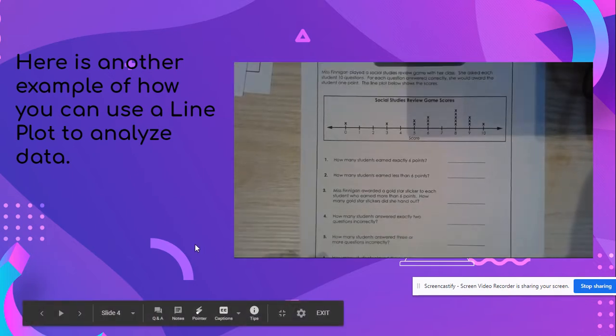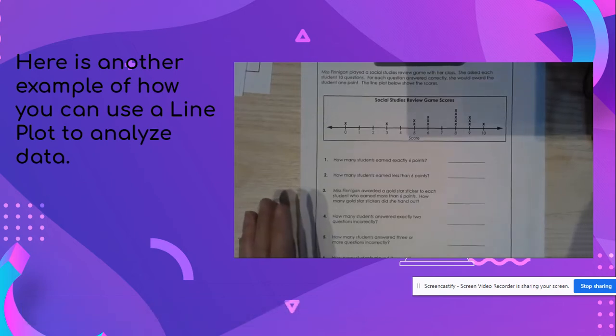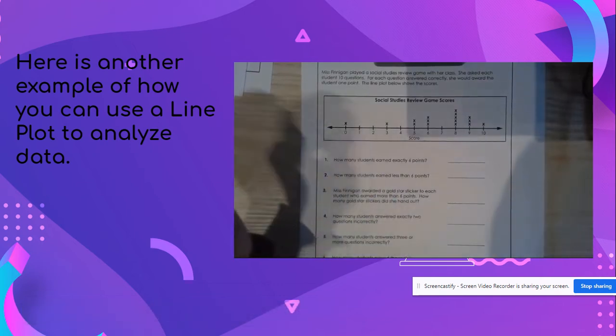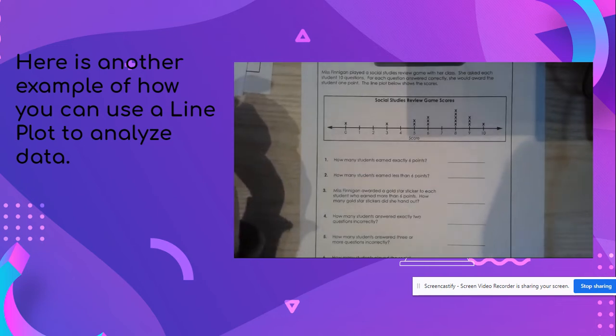Miss Finnegan played a social studies review game with her class. She asked each student 10 questions. For each question answered correctly, she would award the student 1 point. The line plot below shows the scores.